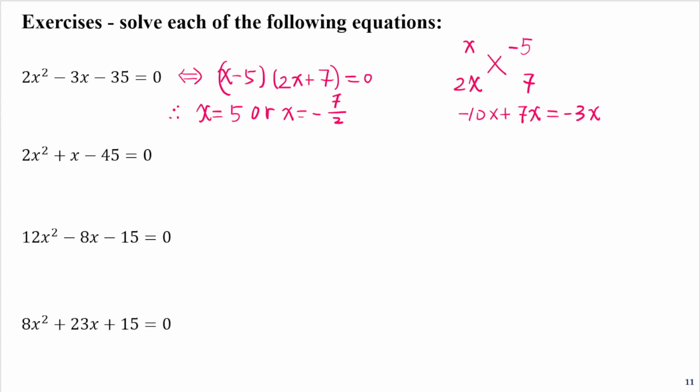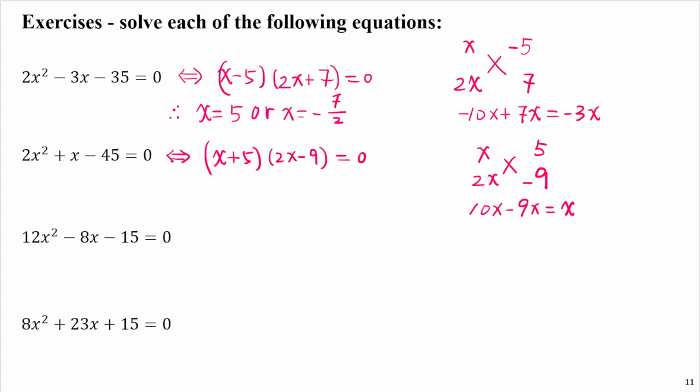For the second one, 2x squared can be factorized to x by 2x. Negative 45 can be factorized to 5 by 9, but in that case, we should put a 5 here, 9 here, because we need the difference to be x, right? And we need to put a negative symbol here. This way we'll have 10x minus 9x, which gives us x in the middle. And therefore, this is equivalent to x plus 5, then 2x minus 9 equals 0. And therefore, we know x is either negative 5 or x equals 9 over 2, right?